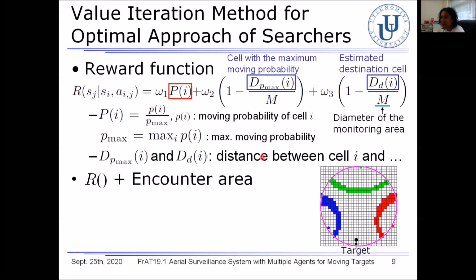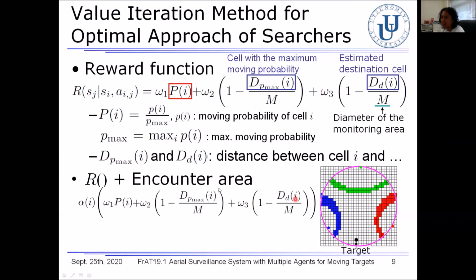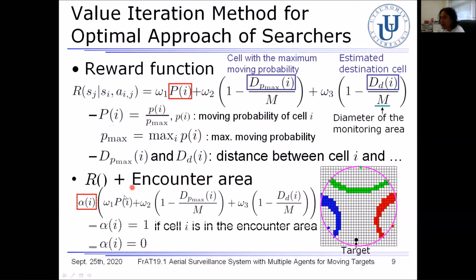The reward function enables the searchers to proactively approach the target in consideration of the moving probability and destination. In addition to this reward function, we further take into account an encounter area between the searcher and target, as you can see here in this figure. In consideration of the encounter area, we designed the following reward function. Here, alpha is a pretty important factor, which is given 1 if cell I is in the encounter area, and 0 in other cases. So this reward function enables the searchers to approach the target in consideration of the encounter area in addition to the moving probability and destination.